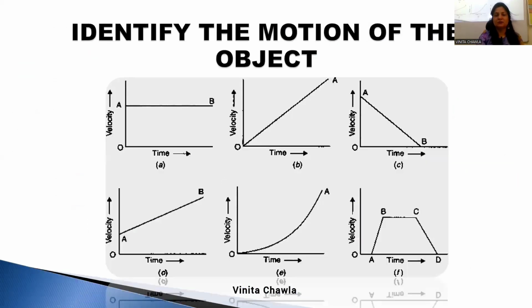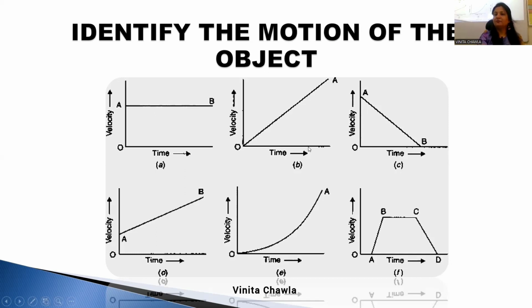Now we have these graphs here. Identify the motion of the object. The first graph represents graph A. Tell me. Velocity is fixed at a value. Yes, this line is parallel to time axis. It shows uniform velocity. Velocity is constant. Yes, velocity is constant. It is fixed. It is not changing with time.